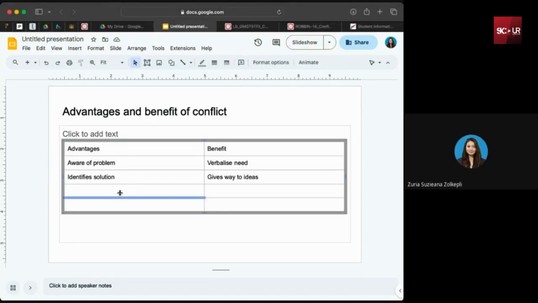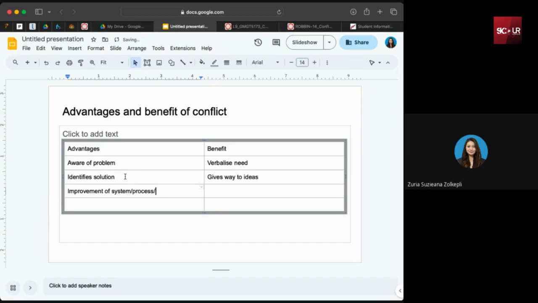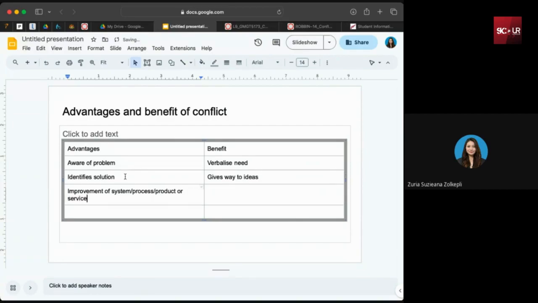Okay, next, one of the advantages as well, like I've mentioned just now, right, is that we become aware of the problem. So maybe it can lead to improvement of anything. Improvement of the system or improvement of your process. Maybe it can be in terms of your product and service, though this one is not organizational behavior, but that's okay, product or service. This one is the development of a new product.